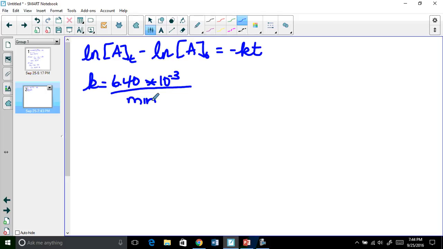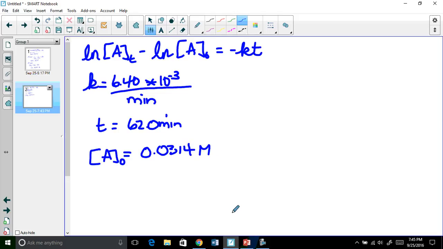Now, the thing about time, integrated rate law, the time can be in seconds, minutes, hours, days, millennium. It just has to be the same. And then the time they're interested in is 62 minutes. And they gave you the initial concentration, which initially is you start the clock at time 0, and that was 0.0314 molar.